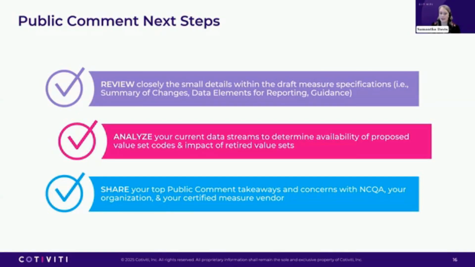clear and accurate. For example, does NCQA's Summary of Changes section in the draft spec clearly detail all of the changes that were made? We've seen that when the Summary of Changes is not fully comprehensive, it can lead to missed changes in measure implementation and in certification that can be impactful to plans. We also recommend reviewing the data elements for reporting tables within each draft spec. In our review, we've noticed some inconsistencies in the data element implementation, which we will be sharing with NCQA in our comment feedback.